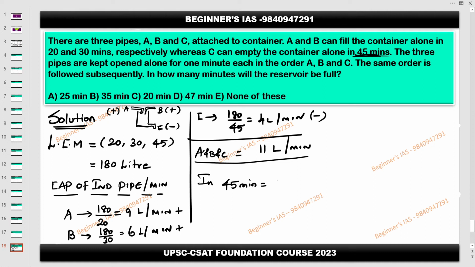20, 30 and 45. What is the difference between the filling and emptying? Filling and emptying, extra 5 minutes, 50. 15. 15 minutes. 30 and 45, so therefore 15 minutes. So therefore 11 into 15. So what is the answer now?